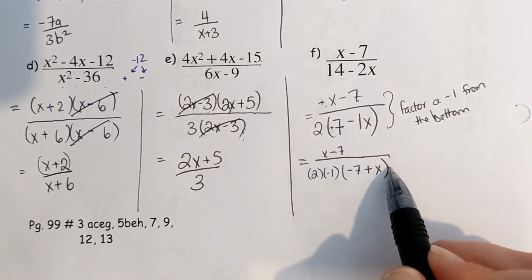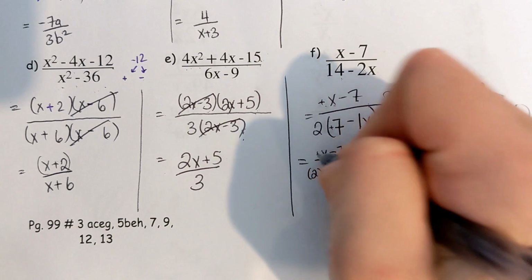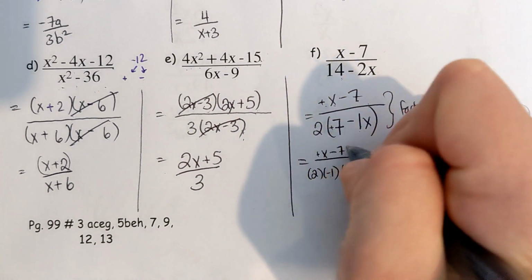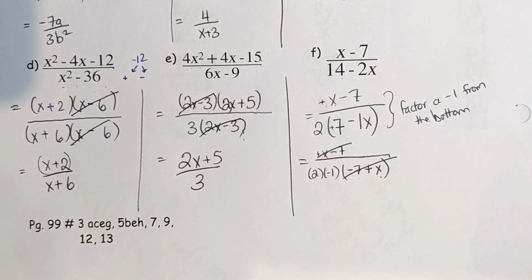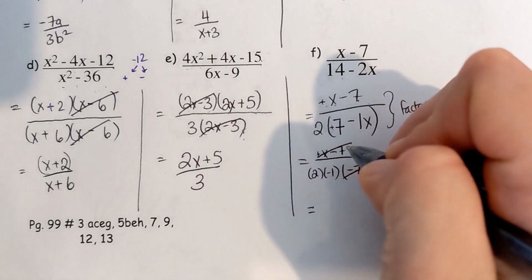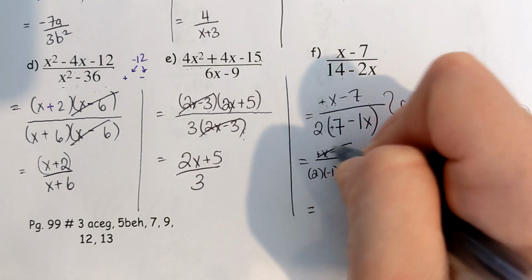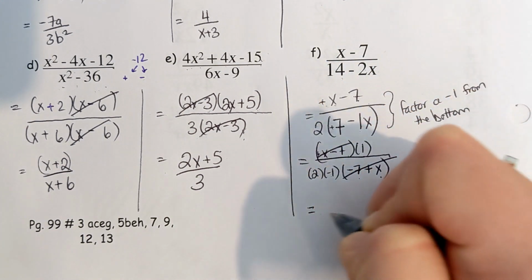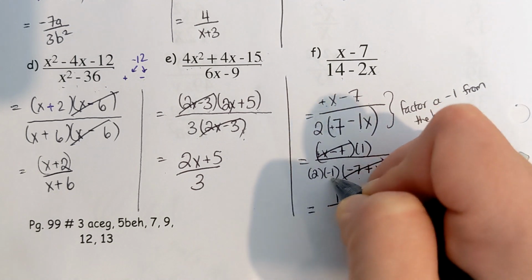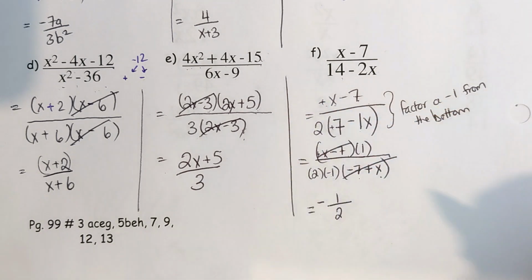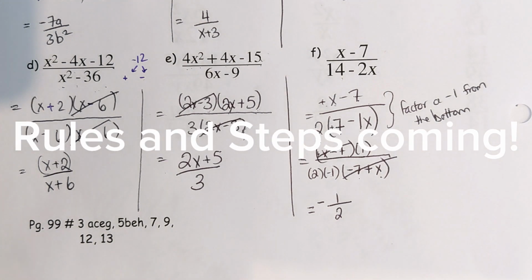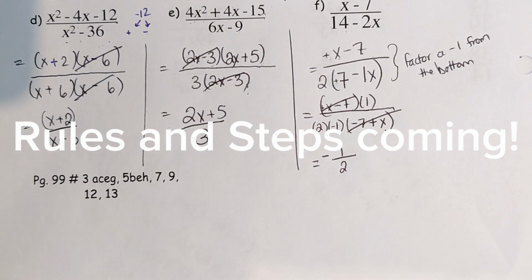Now, these two are the same. Positive x minus 7 is the same as negative 7 plus x. So now these two cancel out. Well, I can't be left with nothing on the top. So I've really factored out a 1 from this expression. So in the end, I'm going to be left with 1 over negative 2. All right. Homework pages, page 99, 3, 5, 7, 9, 12, and 13.